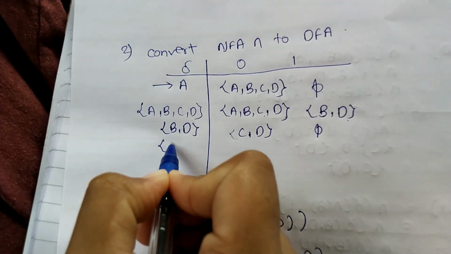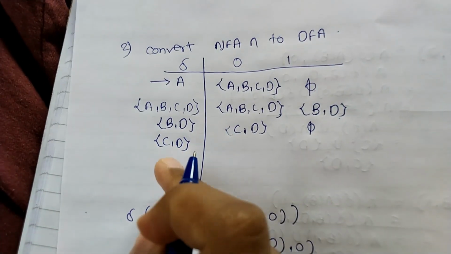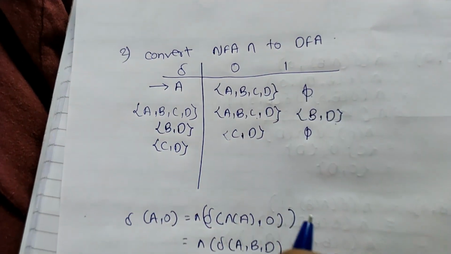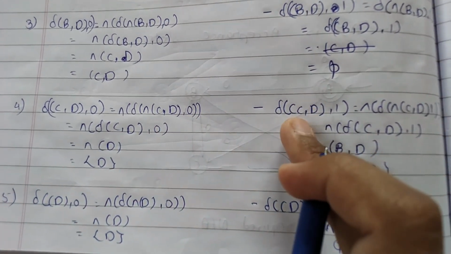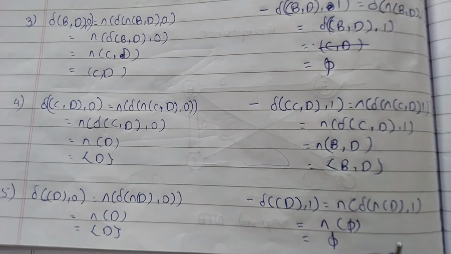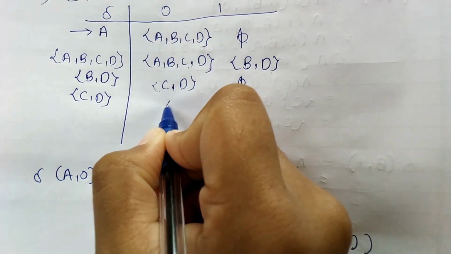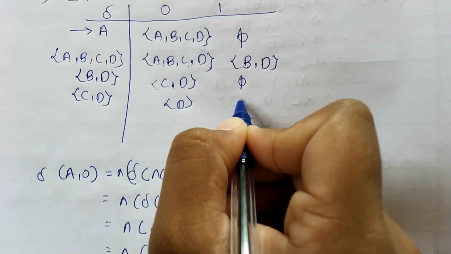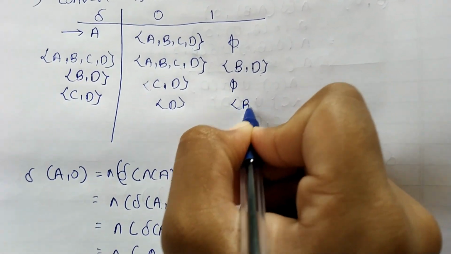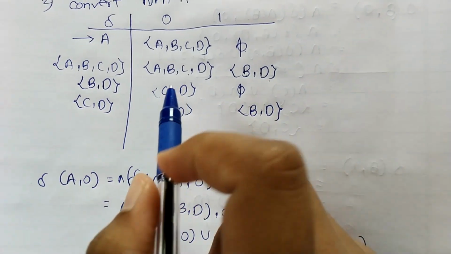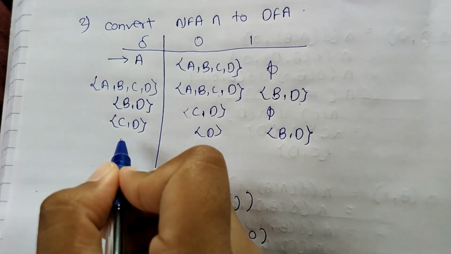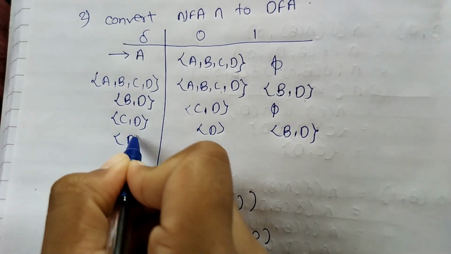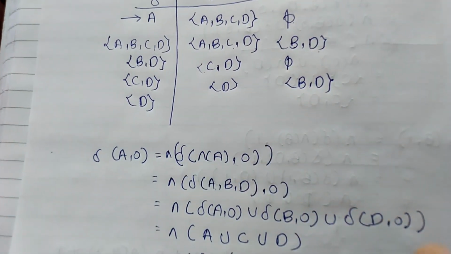So this is the one state CD. Again we check CD on 0 and CD on 1. Now CD comma 0 is D and CD comma 1 is BD. So CD on 0 is D and on 1 is BD. Now we complete CD. The null value is not considered. Now only D has come. So we put D as a state.